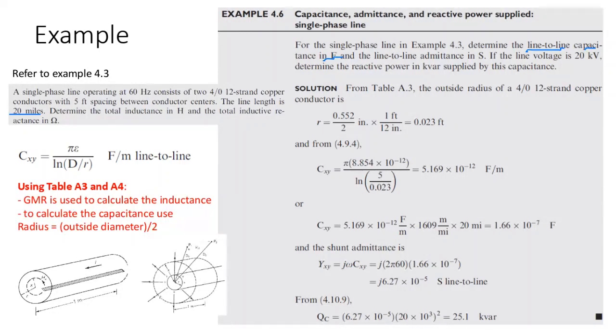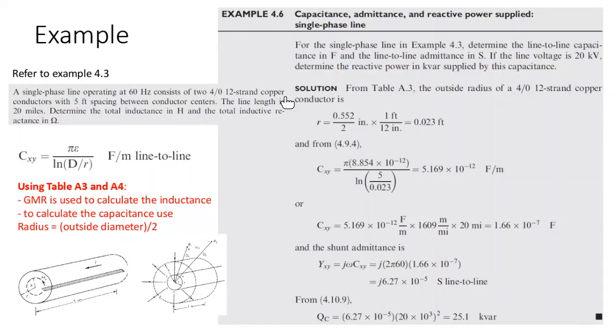The same thing here. You will go to table A3. Why do we go to table A3? Because table A3 is for single phase. Now, this is referring to example 4.3. So I wrote example 4.3 here: 12 strand 4/0 copper conductors. Therefore, you will go to table A3.